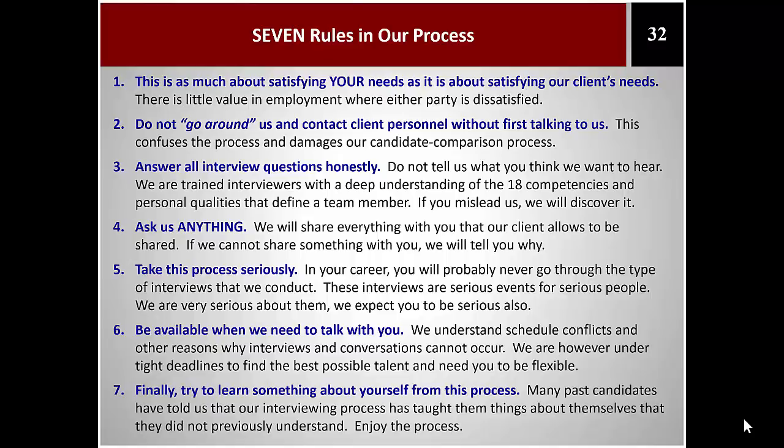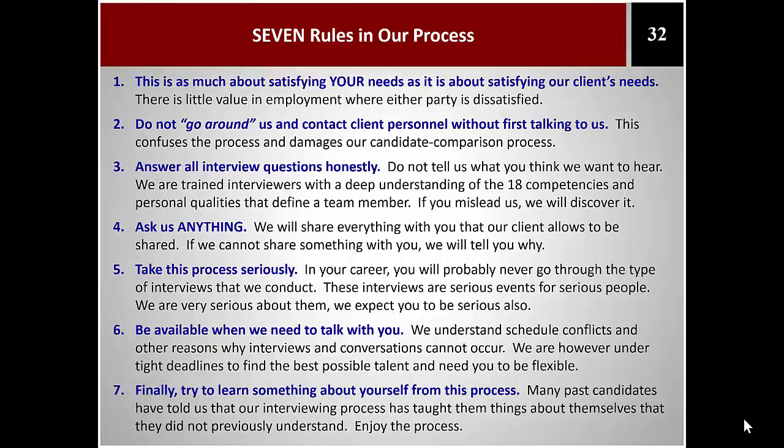Sixth, be available when we need to talk to you. We need to have ways to get a hold of you, and you need to return our calls or emails fairly quickly after we contact you. We understand issues. If you're in the middle of an interview with some other company, you need to ignore our voicemail or email. I understand that. We all understand that. But get back to us as soon as you can.